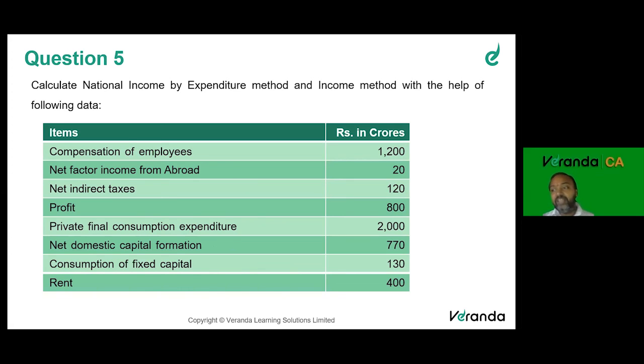The final one is relating to the rent. Rent as 400 crores, right? Now you tell me whether we have to consider that in the expenditure or in income or not in both.